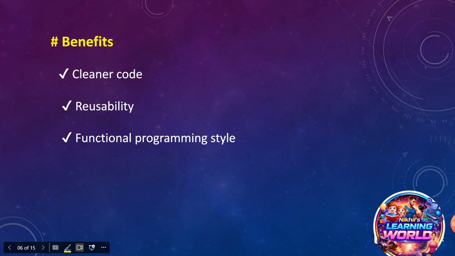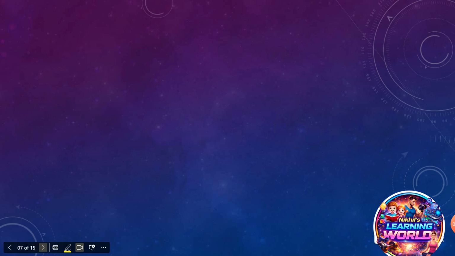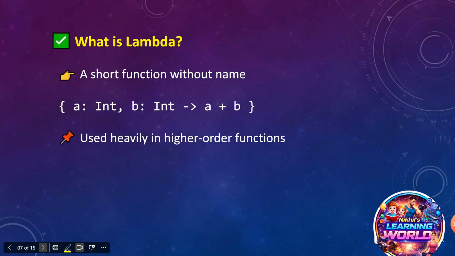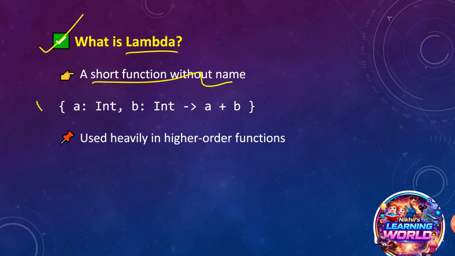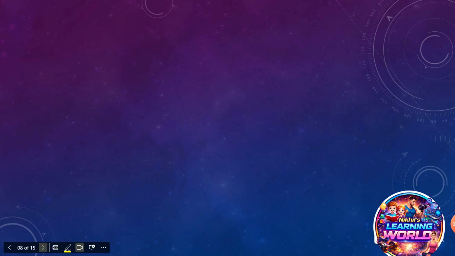Okay, so the next point is lambda expression. So what is a lambda? It's a short function without a name. It's not required to add a name like a function name, so a lambda doesn't have any name. Without a function name, it's called a lambda. And usually, heavily in higher order functions, we can use a lambda normally.